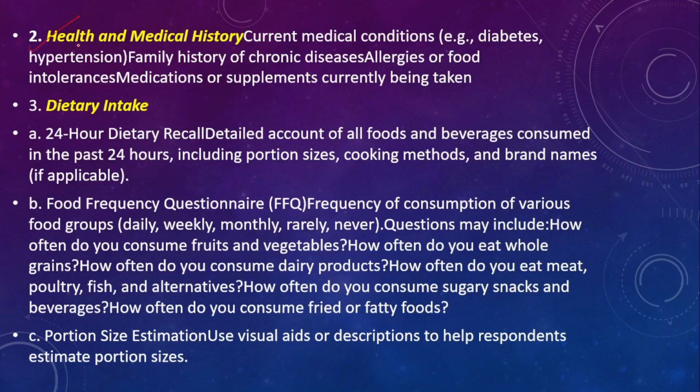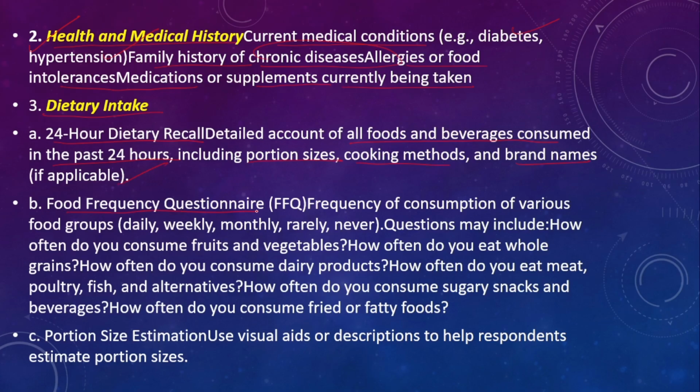Next, they collect information regarding health and medical history and current medical conditions. Do they have diabetes or hypertension, a family history of chronic diseases, allergies or food intolerances, and medications or supplements currently being taken. And next is the dietary intake, a 24-hour dietary recall of all foods and beverages consumed in the past 24 hours, how much they eat, that is the portion size, how they cook, that is the cooking methods, and which brand they eat more, the brand names, if applicable only.